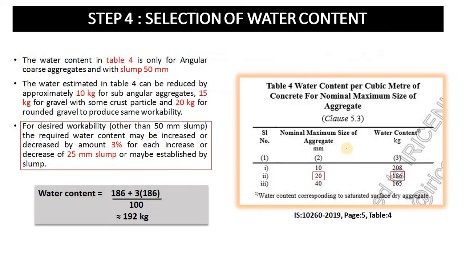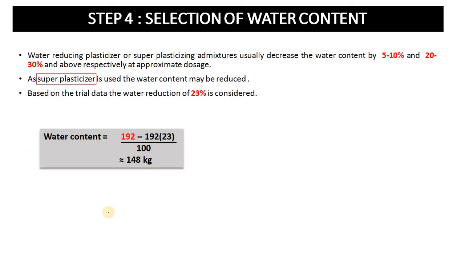From this 192 kg, we will deduct some percentage of the water as the volume of the admixture. So 192 minus 192 into 23 divided by 100. So our final water content will be 148 kg. So we have completed step number 4.